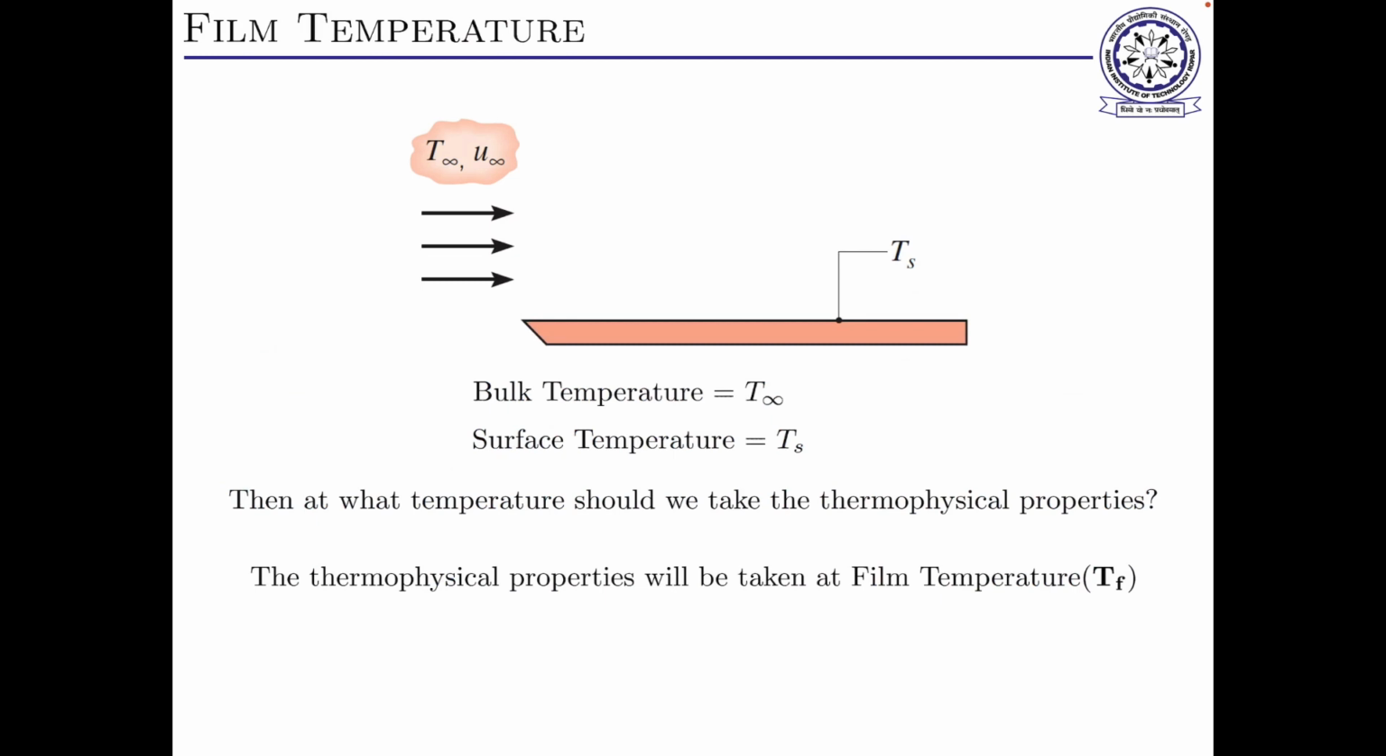One very important thing: since the Prandtl number and other values are required, at what temperature will you find these thermophysical properties? In practice we take the average of the surface temperature and the bulk fluid temperature, and that is known as the film temperature. These properties are determined at the film temperature of the system.